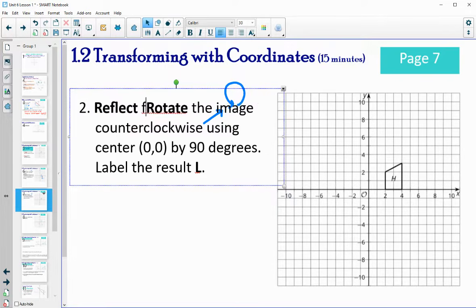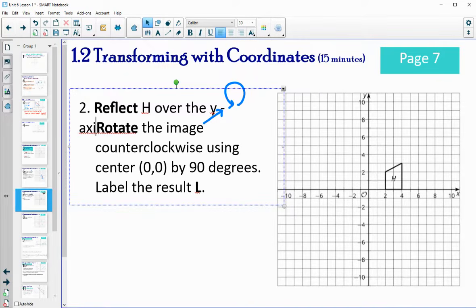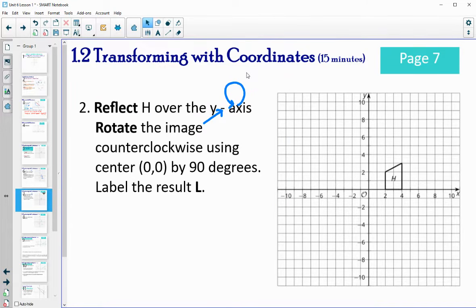So reflect H over the y-axis first, and then rotate the image. So first reflect H over the y-axis. The y-axis is this vertical one. We're going to reflect over it as if we're folding it over. So this one is 2 to the right, so that point's going to be 2 to the left. This one is 4 away. So we go 4 away, 2 away, 2 away, 4 from the y-axis. So its image is going to be 4 from the y-axis in the other direction.